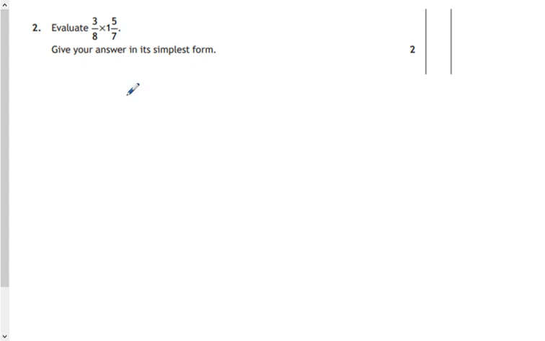Question 2. Evaluate 3/8 multiplied by 1 and 5/7, giving your answer in its simplest form. So we've got 3 over 8 times 1 and 5/7. Now I prefer to work in top-heavy fractions for this, so 7 times 1, then we add on the 5, so we get 7 plus 5 is 12. So that's really 3 over 8 times 12 over 7.